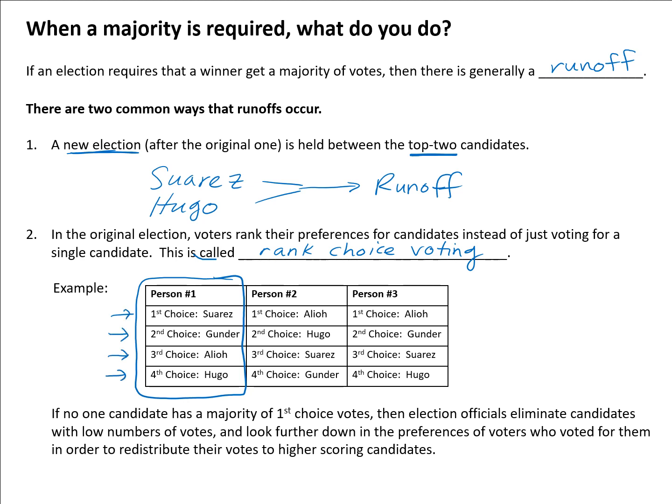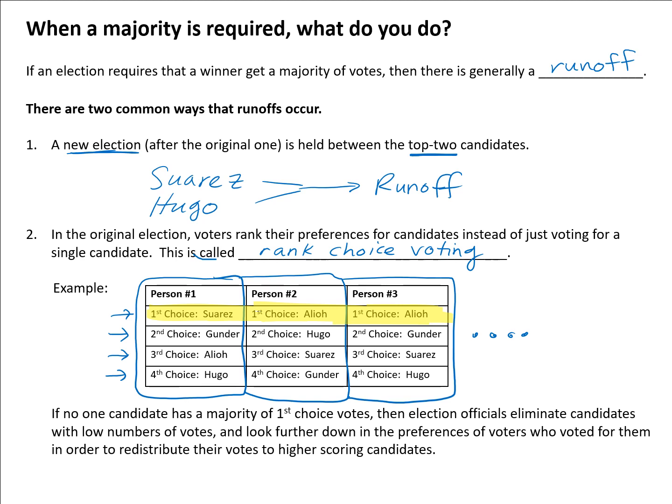So for example, here, person 1 would first choose Suarez. If Suarez wasn't available, they'd then choose Gunder. If neither of those two are available, they choose Aleo, and their last choice would be Hugo. And each person gets to do this. So person 2 has a separate choice ranking, and person 3 has another separate ranking. And you would continue to do this all the way out. Then election officials look at the first choice ballots first of all, and they count up how many first choice votes everybody had.